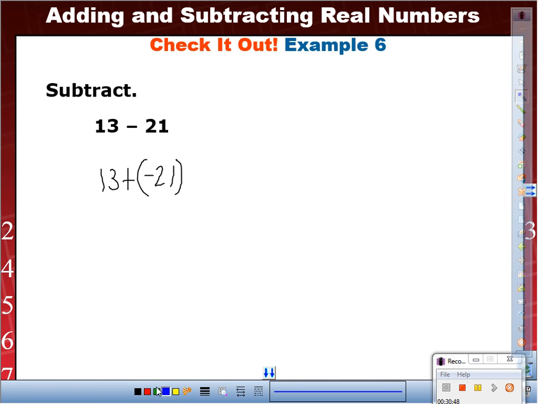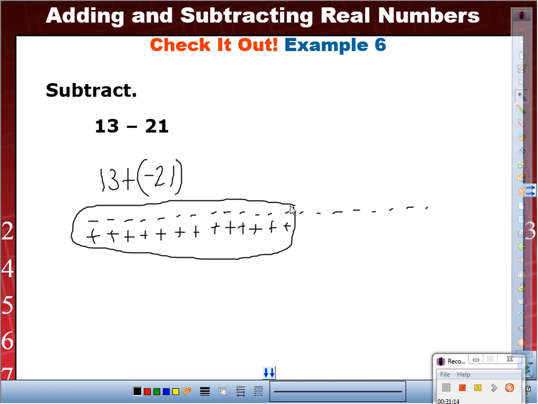Okay, but which of the four methods did you use? The tile. Okay, so you drew 21 negatives. 1, 2, 3, up to 21, and 13 positive. 1, 2, 3, up to 13. Circle your zero pair. And we're left with what, everyone? Negative 8. Okay? Yeah, that works.